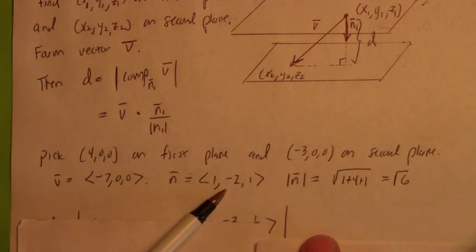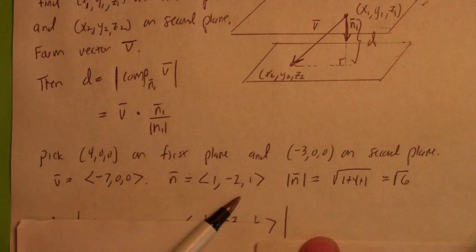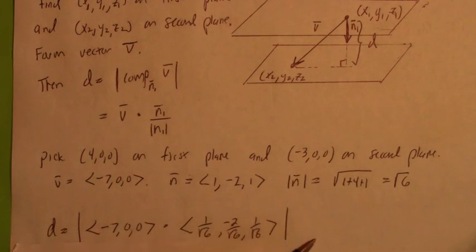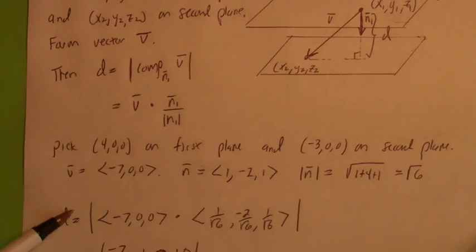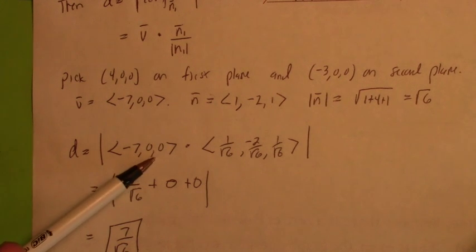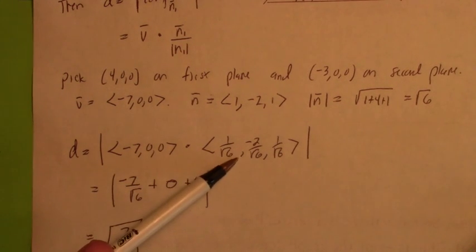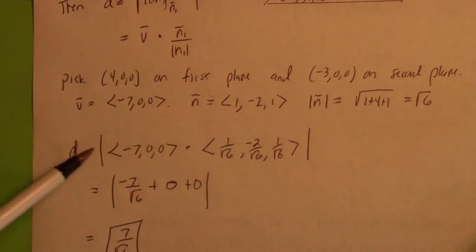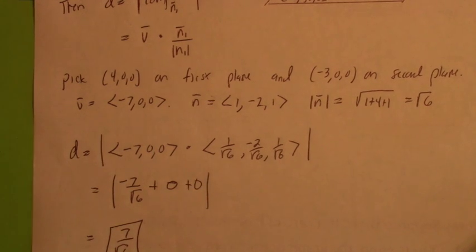I'm going to use the normal vector for the first plane. So the unit vector in the direction of n would be, you take the components and you divide by the magnitude of n, which is the square root of 6. So the distance is then the absolute value of the dot product between the vector v and the unit vector in the direction of n1. And so when you look at the dot product, you get 7 over the square root of 6.